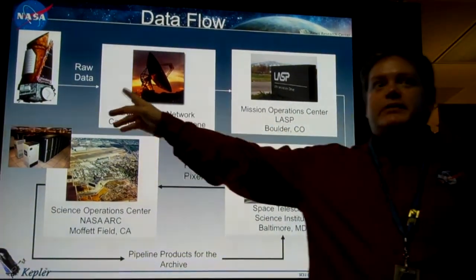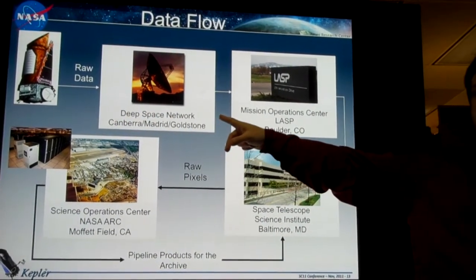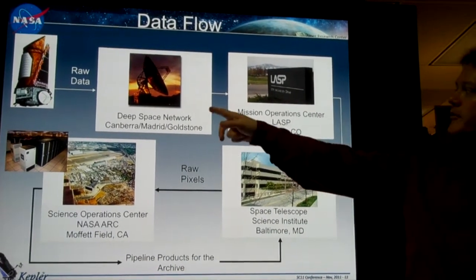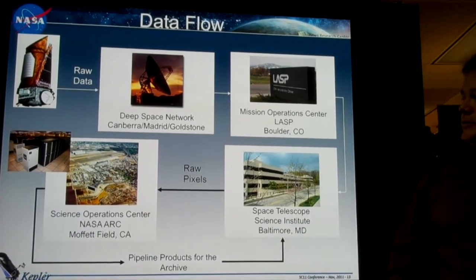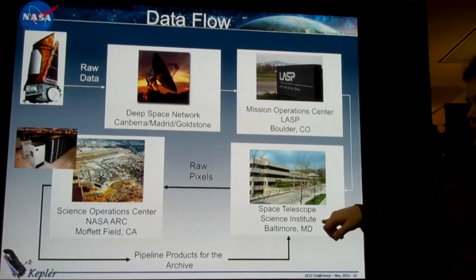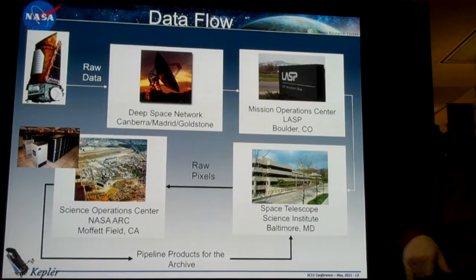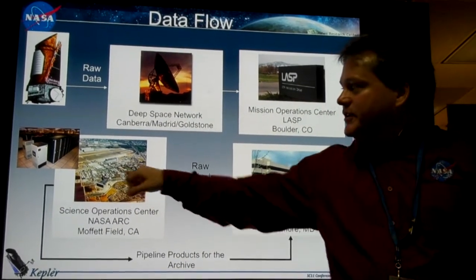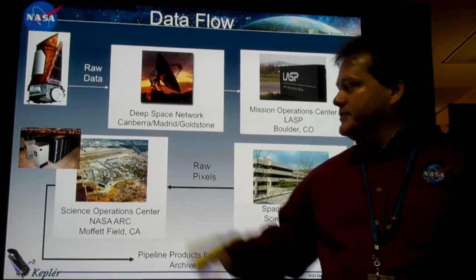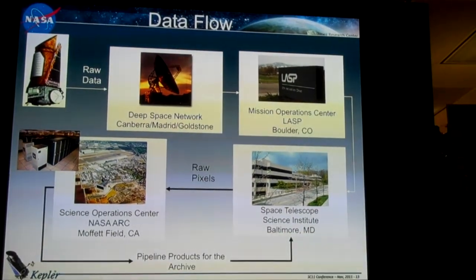The data is downlinked about once a month. It comes through NASA's Deep Space Network, which is used to talk to all space vehicles that are not in Earth orbit. From there, it goes to the Mission Operations Center in Boulder, Colorado, where it then goes to the Space Telescope Science Institute, which is our mission archive. This is where all the Hubble data is kept. And then finally, the raw pixels come here to NASA Ames, where we have the Science Operations Center and the Pleiades cluster to help us with our processing.